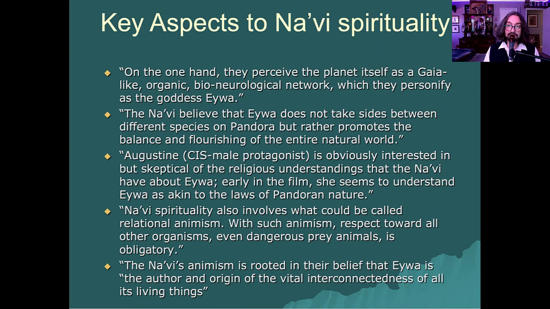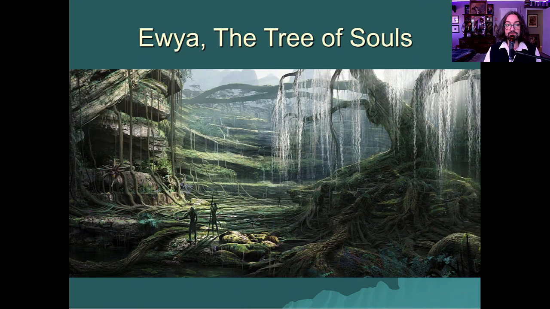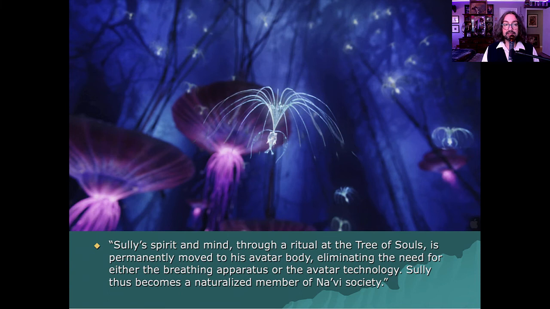And the Na'vi animism is rooted in their belief that Ewa is the author and origin of the vital interconnectedness of all living things. Ewa operates from the Tree of Souls, an Axis Mundi image in the film. And spoiler alert, Jake Sully's spirit and mind, through a ritual at the Tree of Souls, is permanently moved from his human into his avatar body, eliminating the need for either the breathing apparatus or the avatar technology. Sully thus becomes a fully naturalized member of Na'vi society.